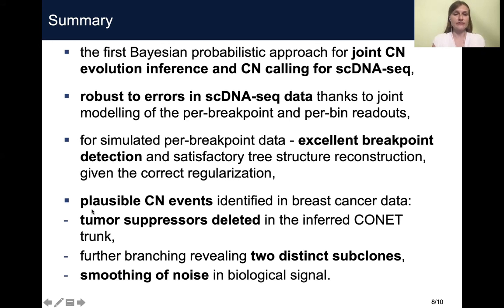We have also inferred plausible events for the true breast cancer dataset, where we have tumor suppressors deleted in the trunk of the inferred CONET. And we observed further branching, revealing 2 distinct subclones in the true copy number tree. Also, we have observed smoothing of noise in the biological signal.